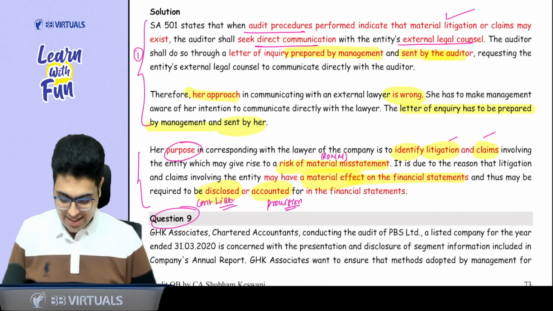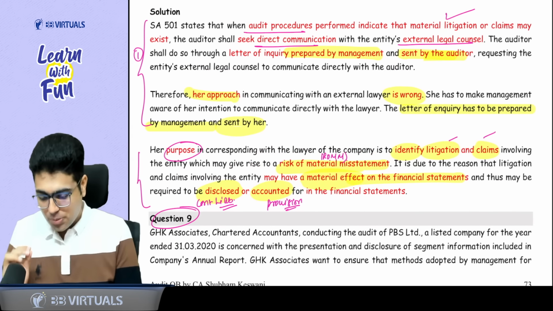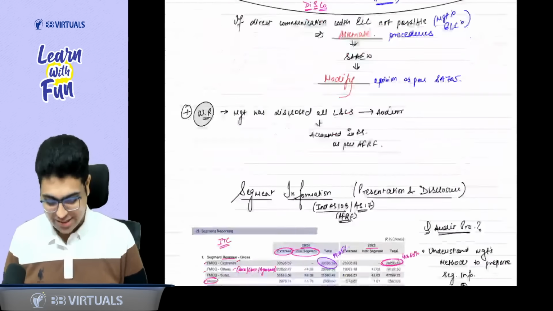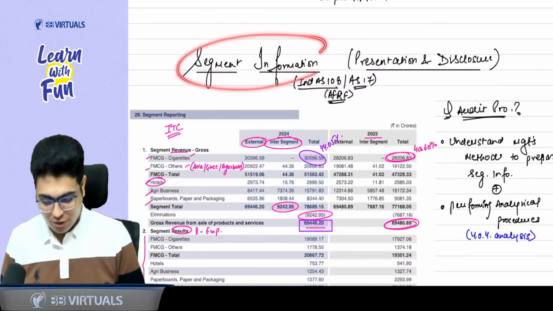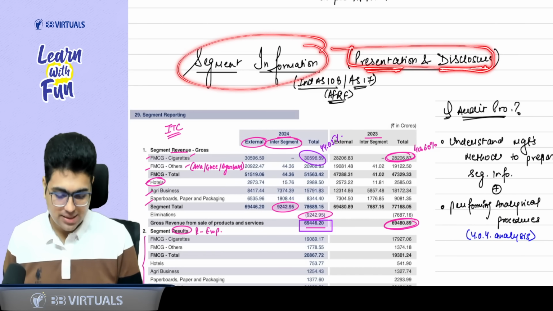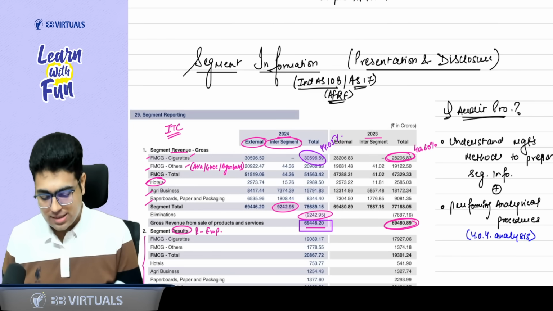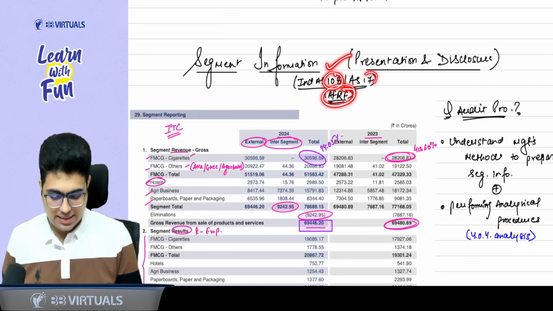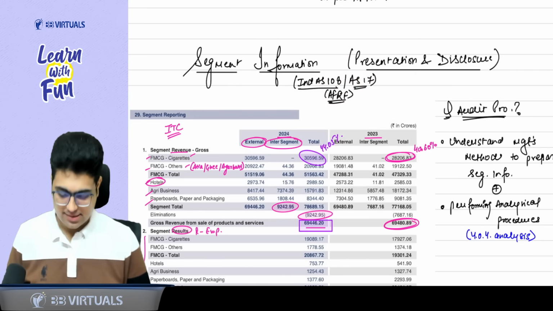Yes, sir. Now, last topic of SA 501. Thank you so much for maintaining the patience till the end of the revision. Segment information, that is presentation and disclosure. Here we are going to focus on the presentation and disclosure. What is the applicable FRF for it? Ind AS 108 for listed entities, AS 17 for unlisted entities.